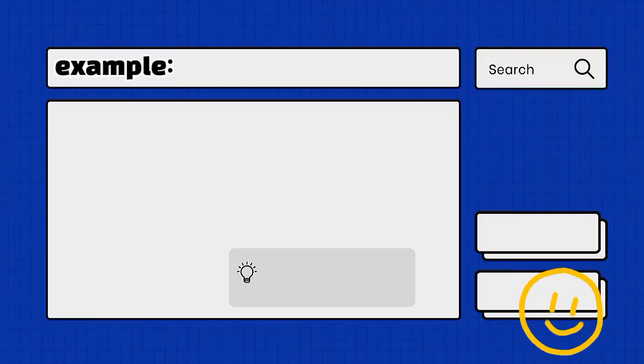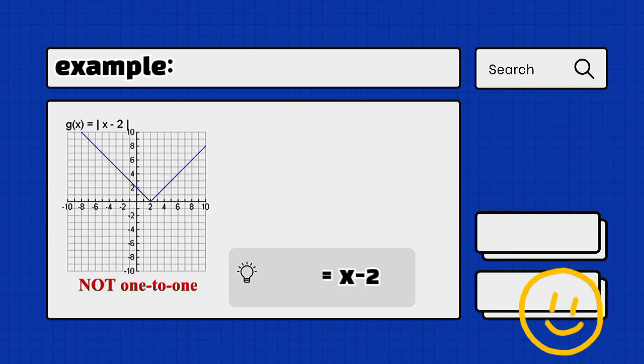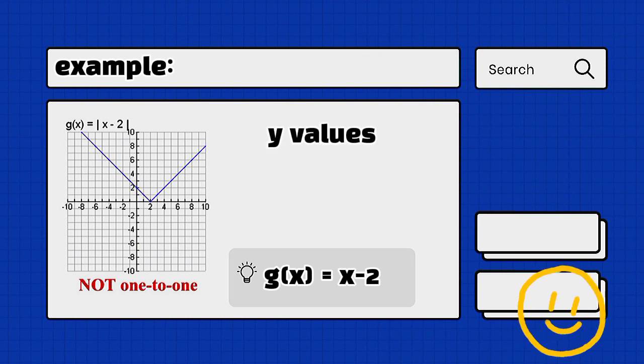Another example of not one-to-one is g of x equals the absolute value of x minus 2. This absolute value function passes the vertical line test to be a function. In addition, this function has y values that are paired with more than one x value, such as 4 and 2, and 0 and 2, so this function is not one-to-one.